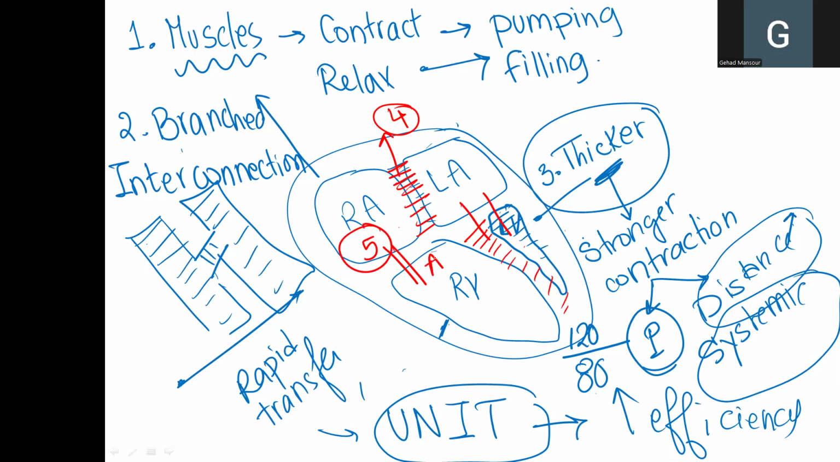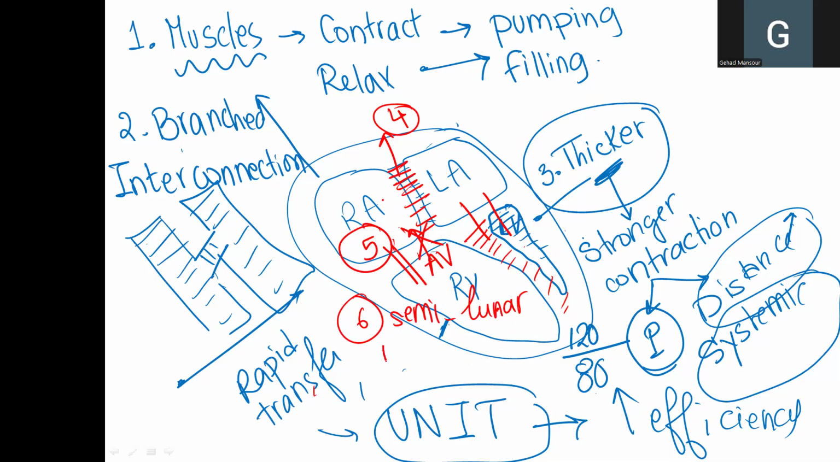The atrioventricular valves allow one-way passage of blood from the right atrium to the right ventricle during diastole and prevent backflow during systole. But you also have the number 6, the semilunar valves. They also regulate the flow of blood from the ventricles to the corresponding large arteries.